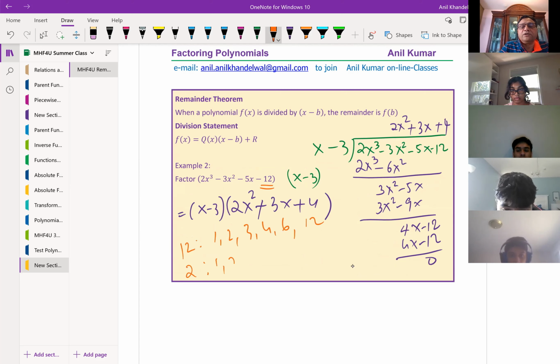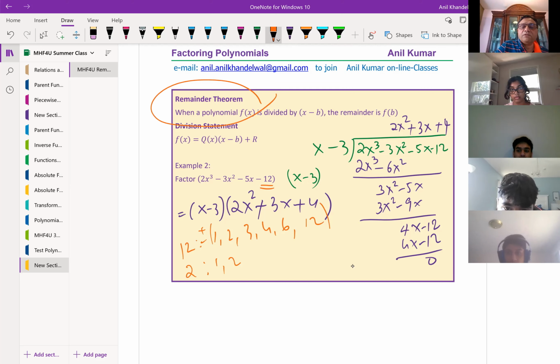And what are the factors of 2? Factors of 2 are 1 and 2, right? All this with plus and minus. All these are the factors. To figure out what is the right answer, you have to plug in the values one by one and check the remainder. And that is how the remainder theorem is helpful.